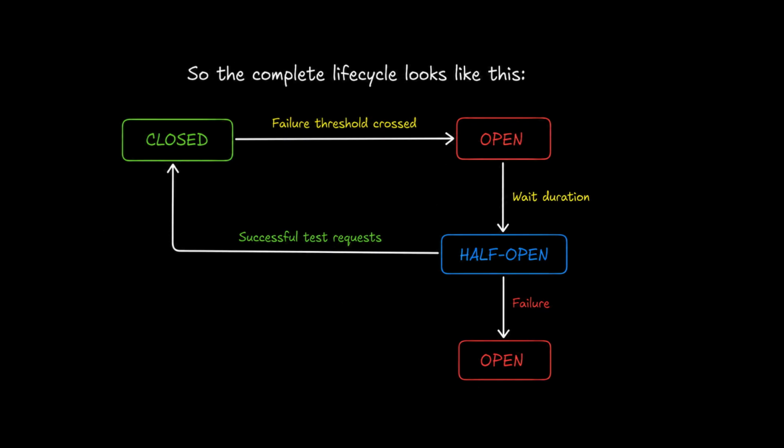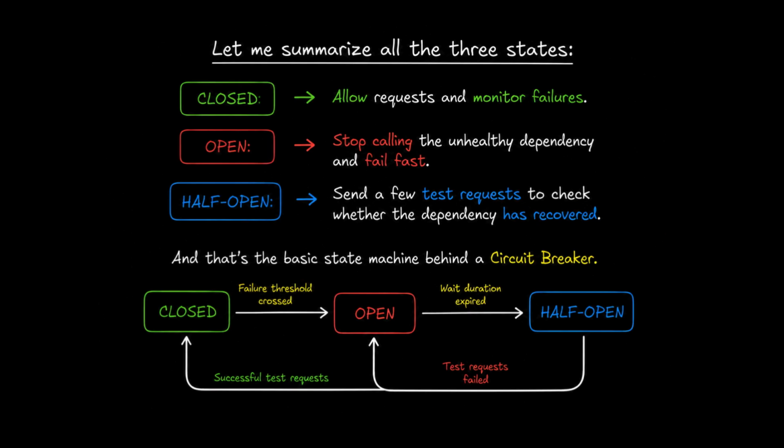So the complete life cycle looks like this. Let me summarize all the three states. Closed means we allow requests and monitor failures. Open state means we stop calling the unhealthy dependency and take the fail-fast approach. Half open means we send a few test requests to check whether the dependency has recovered. And that's the basic state machine behind a circuit breaker.